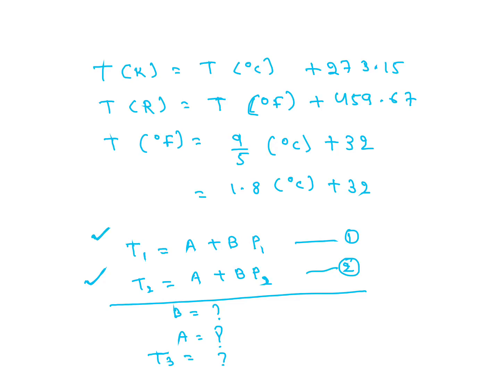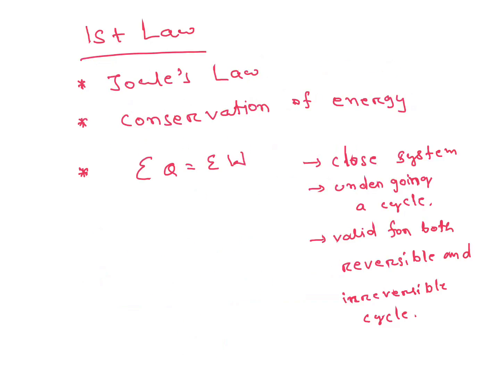Then our first law of thermodynamics. It's also called as Joule's law. This is conservation of energy. Summation of heat equal to summation of work done for a closed system undergoing a cycle. This is valid for both reversible and irreversible cycle. This one also we can write it as, this is also important in solving problems as well as theory questions also they are asking.